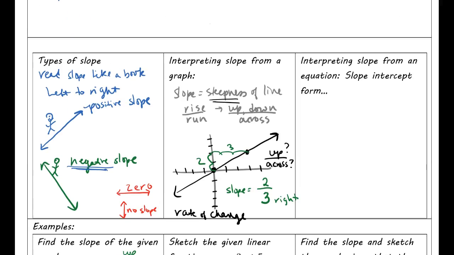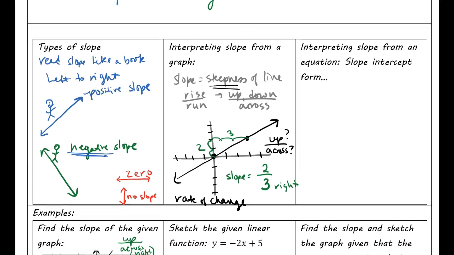Okay, now let's come back up here. So that's doing something from a graph. Now, how are you going to interpret slope from an equation? Remember that equation that was written at the top of the paper? I told you that this would stay a y and this would stay an x, but there would be numbers in these two spots. Well, one of those two numbers is slope.